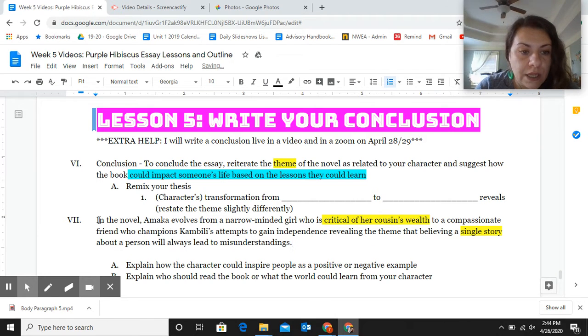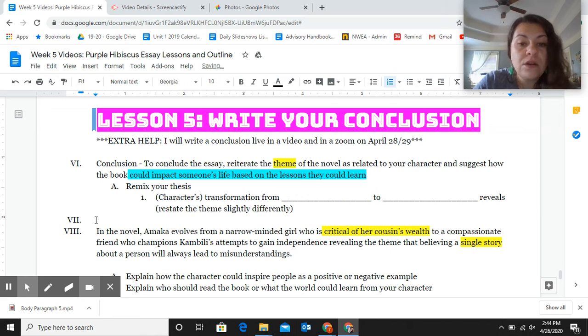In the novel, Amaka evolves from a narrow-minded girl who is critical of her cousin's wealth to a compassionate friend who champions Cambili's attempts to gain independence, revealing the theme that believing a single story about a person will always lead to misunderstandings.